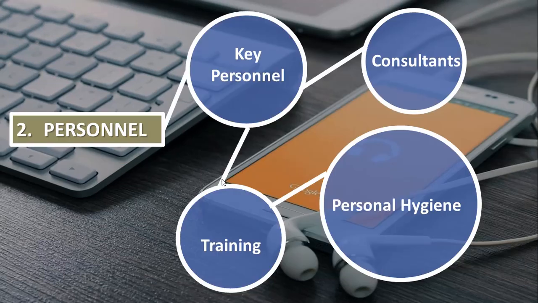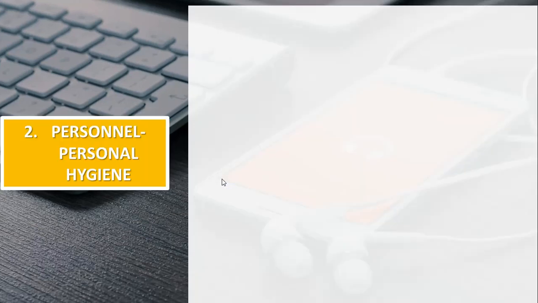Next is personal hygiene. Personal hygiene in manufacturing, especially in food or medicinal products, is very important in curbing any risk of cross-contamination. In the GMP guideline under the personnel hygiene subsection, several points have been outlined.